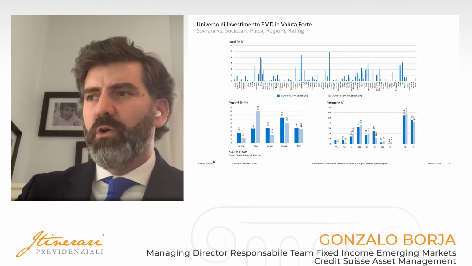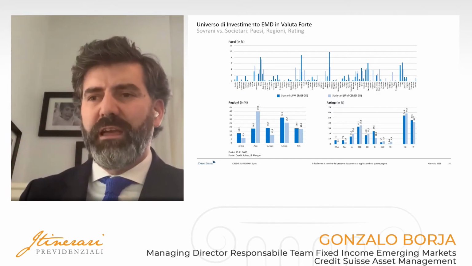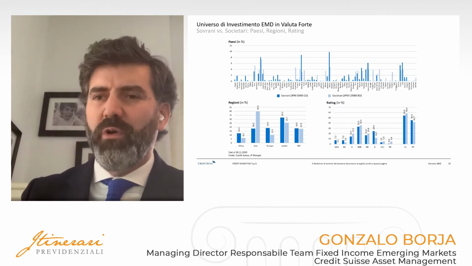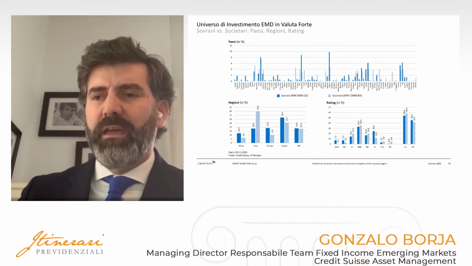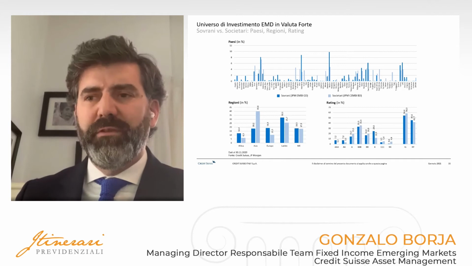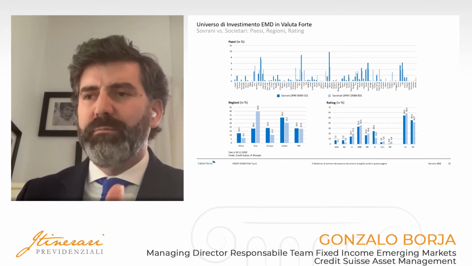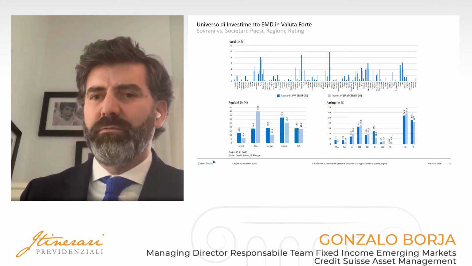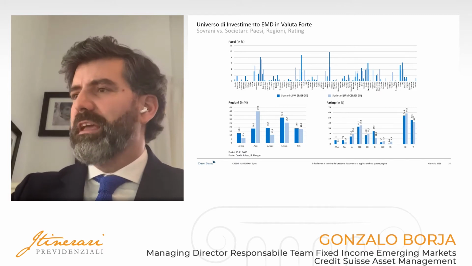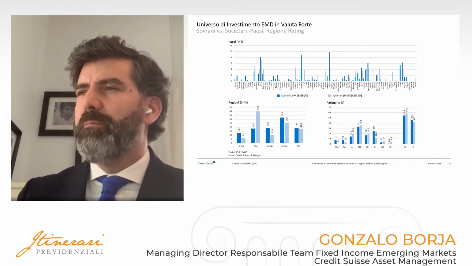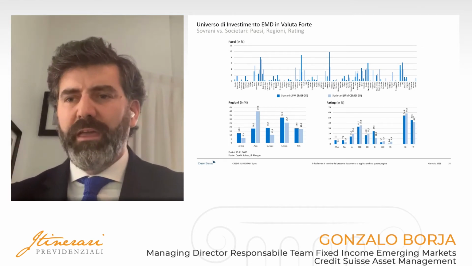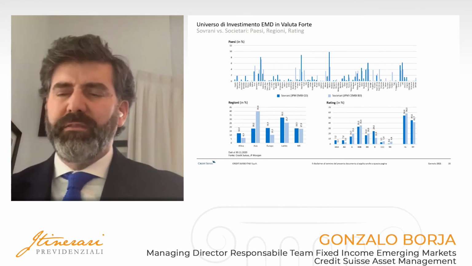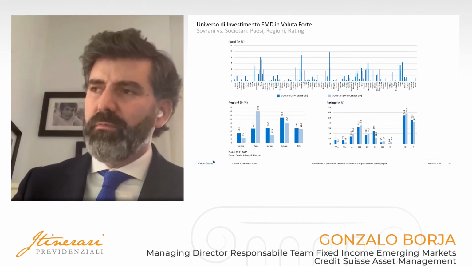Also when you look at countries and regions, you can see that sovereigns tend to have more exposure to certain countries, which in the past few years have been a bit more volatile or more in demand of dollar funding. On the next slide, let's move to the market and where we see value today in the corporate universe.